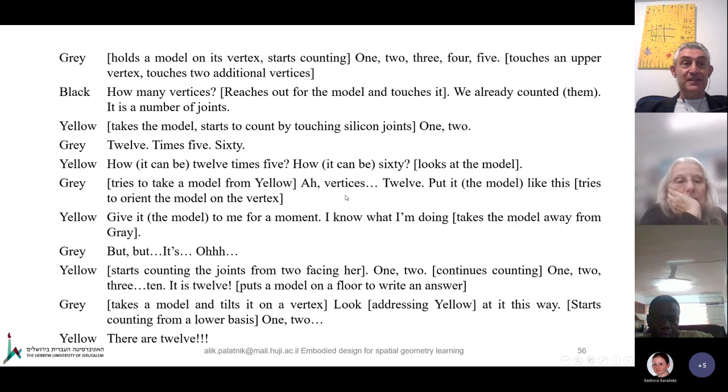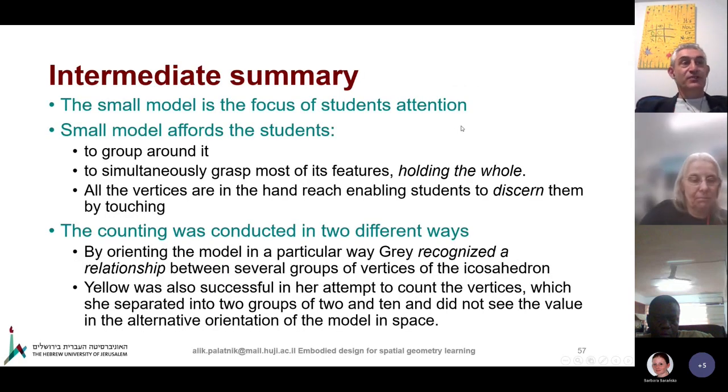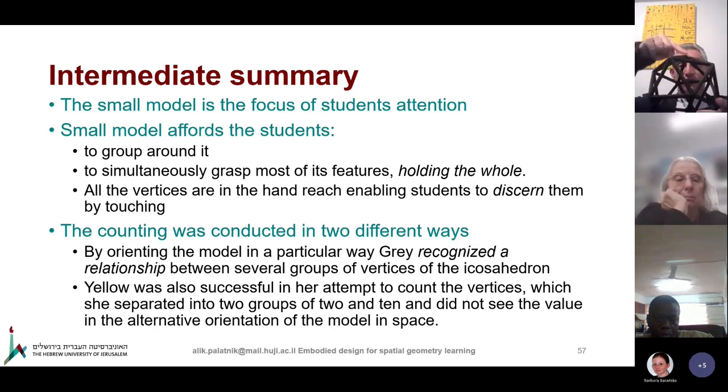But then, what is happening? Okay, the small model is the focus of the students' attention. What does the small model afford to students? If we are talking in the language of affordances, in Gibsonian language, the small model affords the students to group around it. So they are sitting around it on the floor to simultaneously grasp most of its features, holding the whole. Okay, this is the structure of rotation of Mason. All the vertices are within hand reach, enabling students to discern them by touching. So they try to touch the vertices.